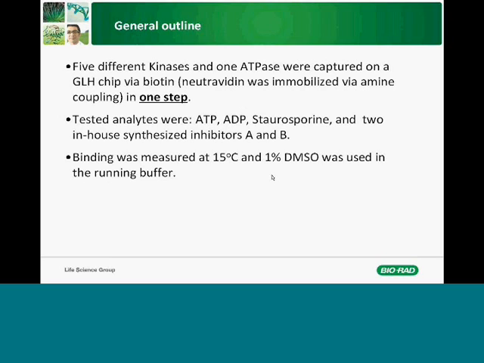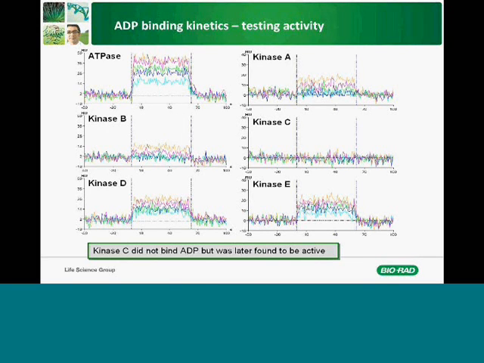So here in the first slide of the results, you can see the 6 different proteins. In channel 1, it was the ATPase, and then the 5 different kinases, noted here also for confidential reasons A, B, C, D, E. So you can see here that all proteins interacted with ADP, except for kinase C, which is a little bit surprising. But they found later on that it is active, although it did not bind ADP.